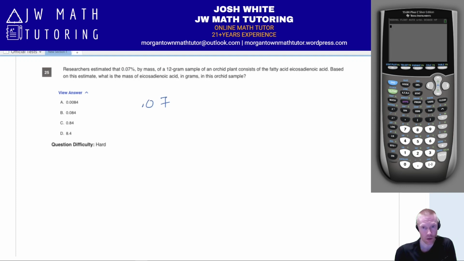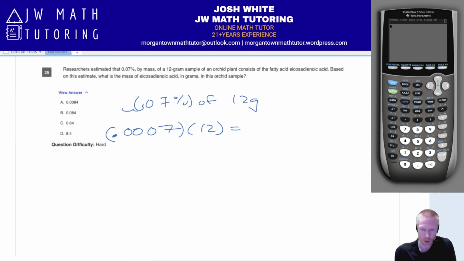Well, it's basically asking what is 0.07% of 12 grams? And that's just the same as 0.0007, because, again, converting a percentage to a decimal, we move the decimal 2 spots to the left, i.e. divide the percentage by 100, and then just multiply that by the 12. And so when you do that, it should come out to 0.0084. And so the correct answer is going to be letter A. And that's it. Again, all you're doing is you're finding 0.07% of 12. And then that's your answer.